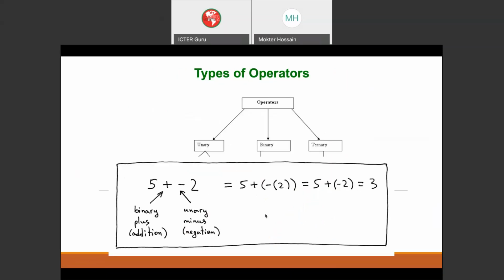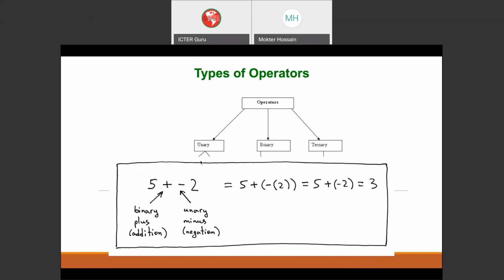This is another example, another expression. So we know that operators are actually divided into categories. There are three categories based on the number of operands associated with an operator. Operators are classified into three categories. One is called the unary operator. Unary operators have only one operand associated with them.